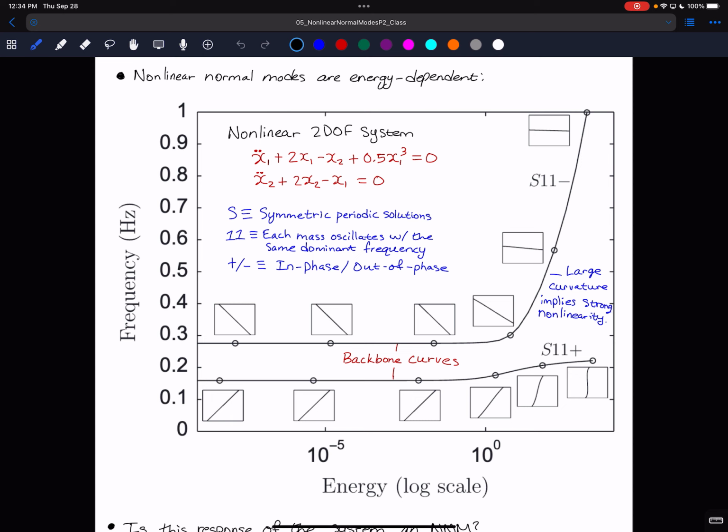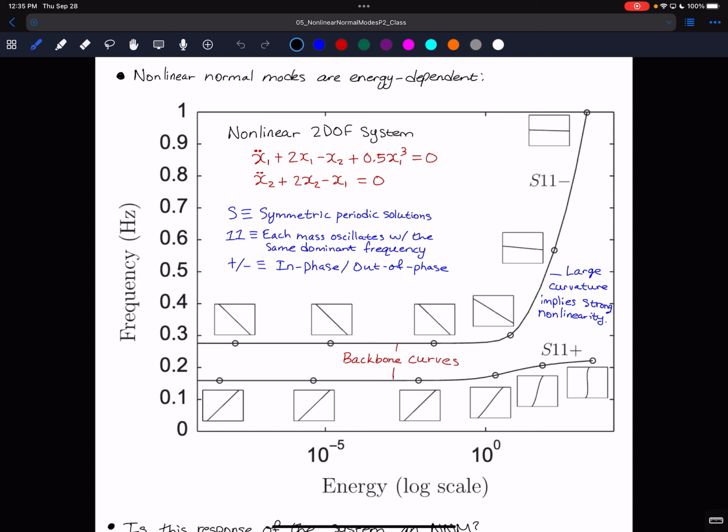Okay, so again, this is that same system we studied on Tuesday. In this case, we're plotting the backbone curves for the two nonlinear normal modes. The naming convention can be kind of obtuse at times for these. So we might just call them NNM1, NNM2, etc. For this particular system, they've called them S11 plus and S11 minus, where the S stands for symmetric periodic solutions. The 1,1 means that each mass oscillates with the same dominant frequency, so they're both oscillating with the same frequency. And then the plus or minus means in phase or out of phase.